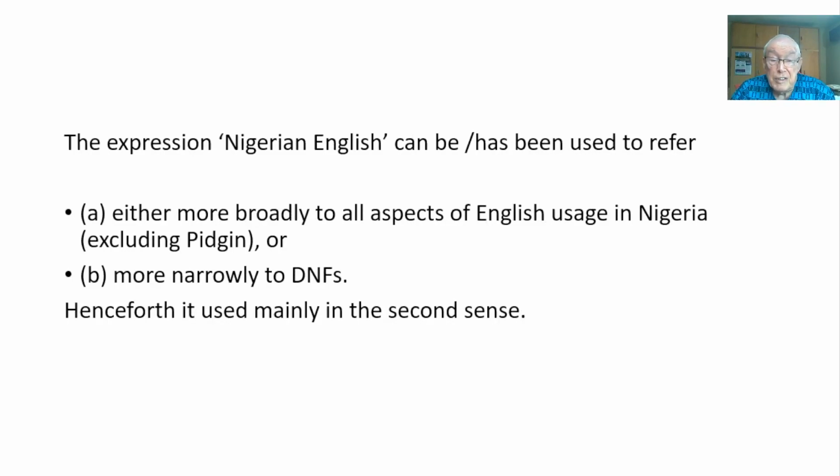The expression Nigerian English can be or has been used to refer either more broadly to all aspects of English usage in Nigeria, excluding Pidgin, or more narrowly to DNFs, distinctively Nigerian English forms.